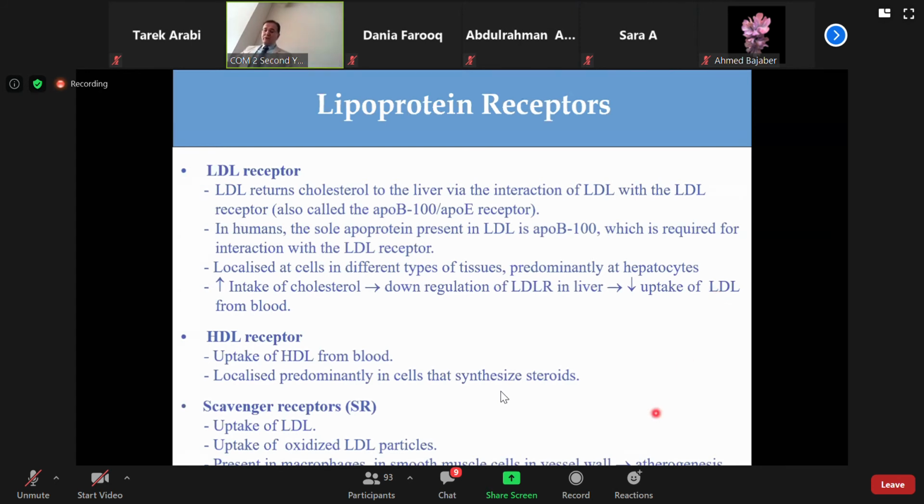Now, we do have the HDL receptor, which is, as indicated, localized predominantly in cells that synthesize steroids. And then you have the scavenger receptors, which we said the main function of this receptor is uptake of LDL, but also it takes oxidized LDL. And we're going to discuss this in more detail.